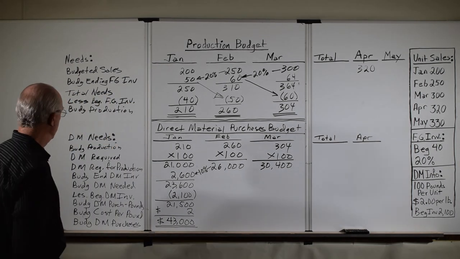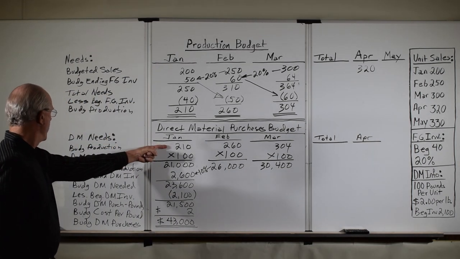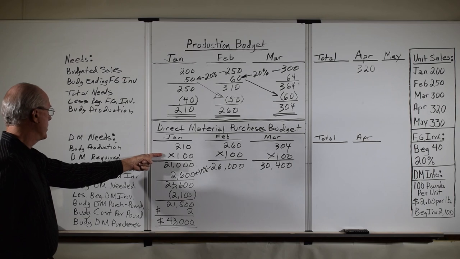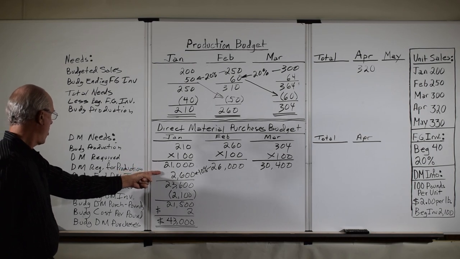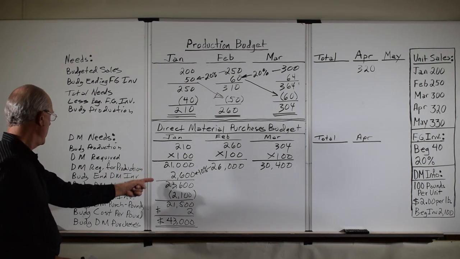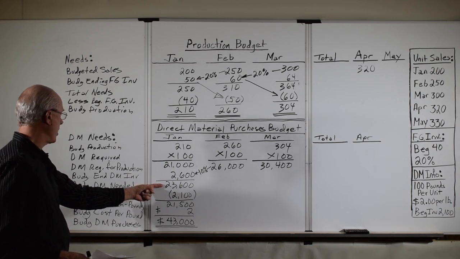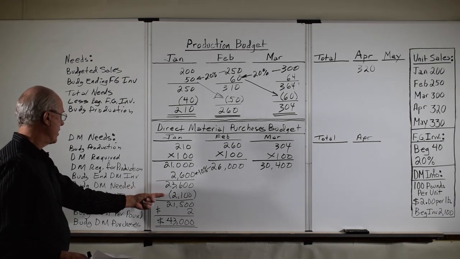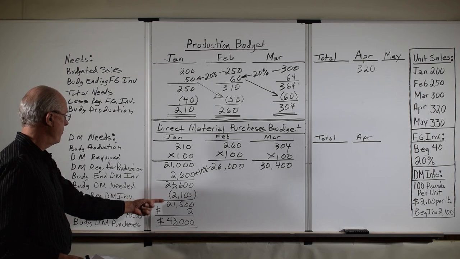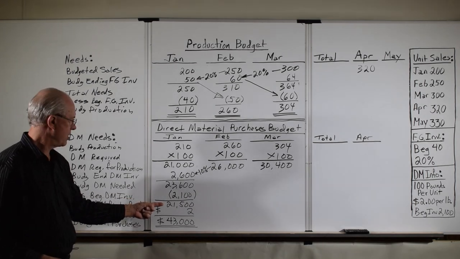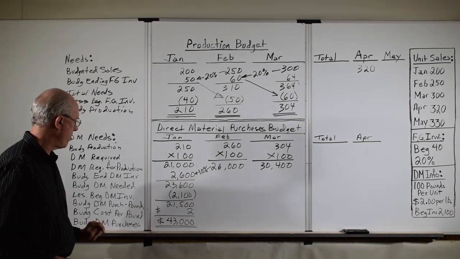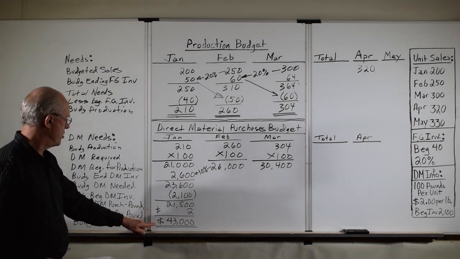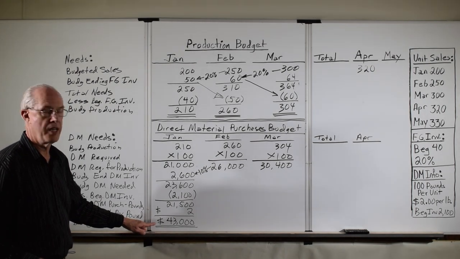So there we go. We've got the budgeted production times the required direct material per unit of production gives us the direct material required for production. We're going to add to that our budgeted ending direct material inventory to arrive at our budgeted direct material needs. We'll subtract our beginning direct material inventory to arrive at the pounds of direct material we need to purchase. Multiply by the $2 per pound will give us the budgeted purchases of direct material in dollars.